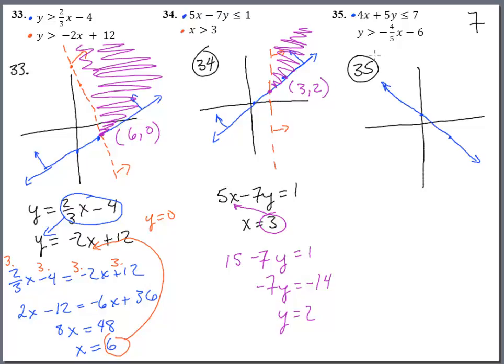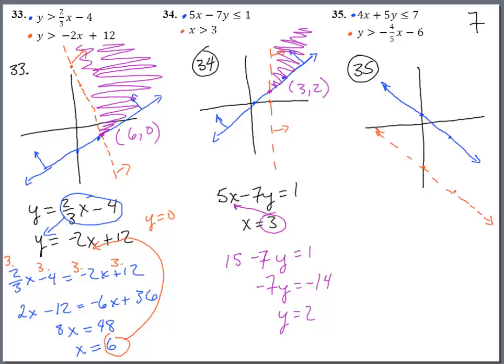Okay. Now the red one. We have y is equal to negative 4/5 x minus 6, so we're at a minus 6, and we're down 4/5. And that's a dashed line. Like that.